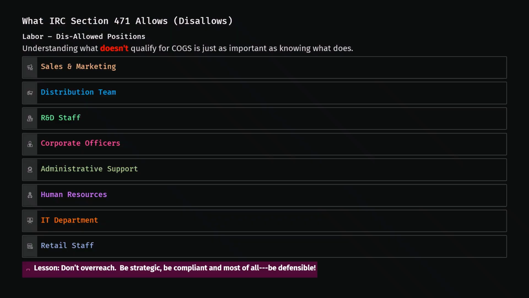Let's walk through some of the most common non-COGS roles. So first one, sales, marketing, and advertising staff. You might love your social media coordinator, your brand ambassador, or your retail sales team, but none of their wages are includable in inventory. 280E makes all sales and marketing expenses completely non-deductible.